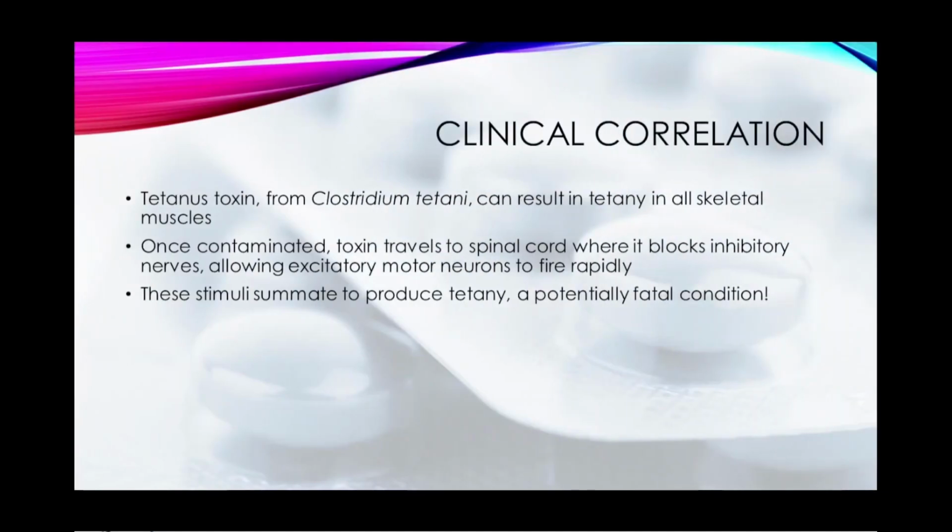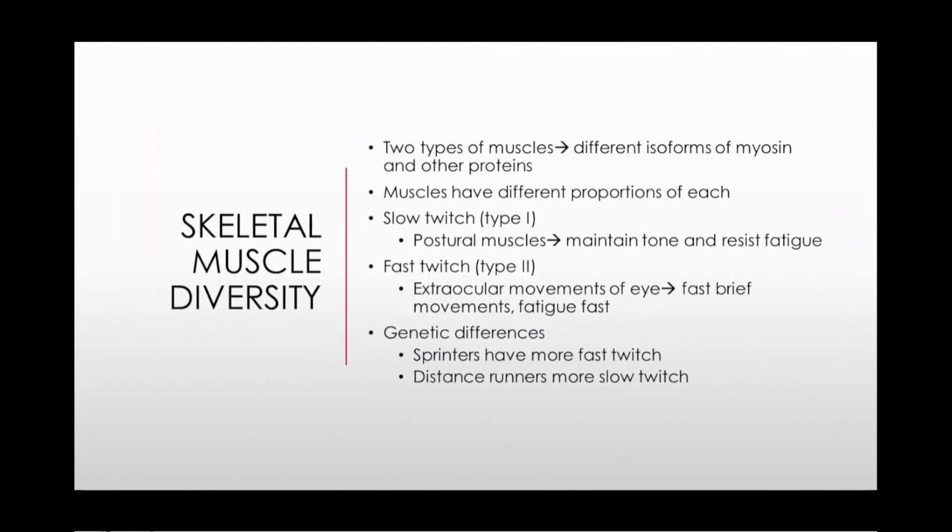And there's our tetanus toxoid we talked about before. So you see where that is. Now, within our skeletal muscle, we have different types of skeletal muscle. You may have heard this before, like your fast twitch and your slow twitch. What it comes down to is what they use as an energy source, what's their energy metabolism, and so forth. So they differ in myosin and other proteins, and muscles will have different proportions of each, depending on what the purpose is.